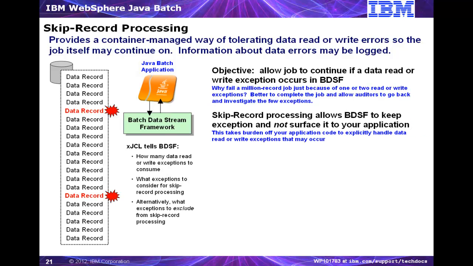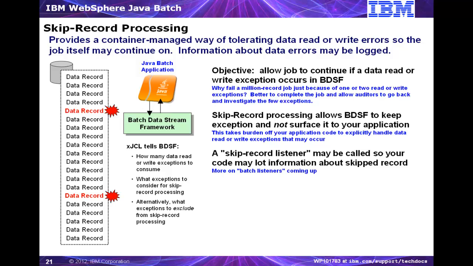It does this by consuming exceptions down at the batch data stream framework layer. Your batch application does not see the exceptions. You may wonder how you would know which records are being skipped. That's the role of a listener function that calls code you write whenever a record is skipped with this feature.